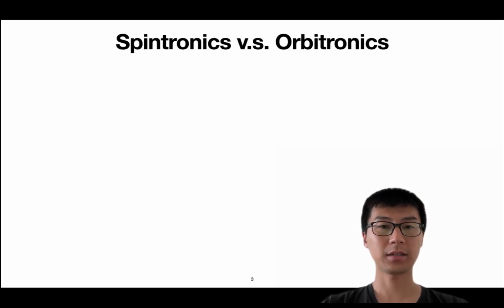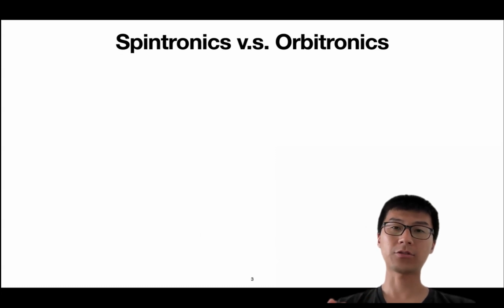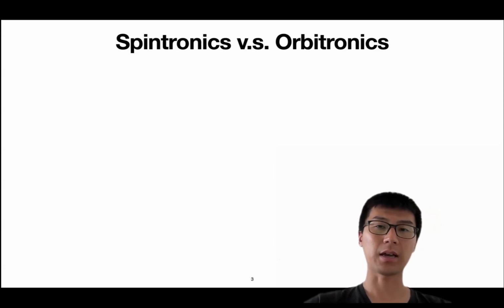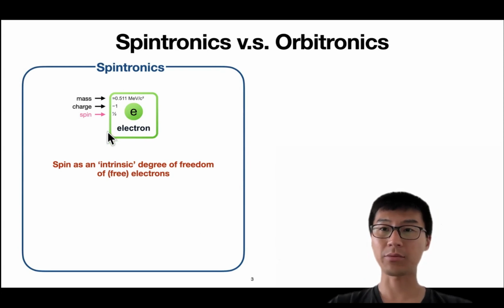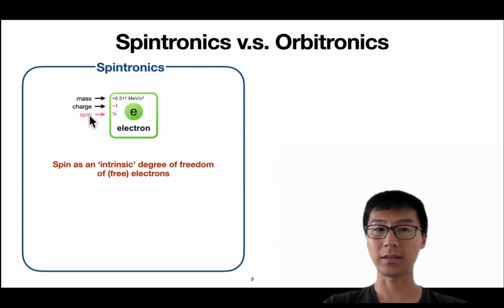To start with, let's try to understand what this field is about. And orbitronics, in a way, shares many features with spintronics. For example, in spintronics, we try to utilize the intrinsic spin degree of freedom of the electron because spin is an intrinsic property of a fundamental particle. Like mass, an electron comes with mass, charge, and spin. And these three are complete. They can completely describe an electron particle even in free space.